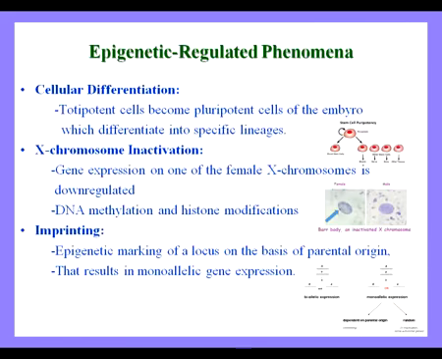These are some of the biosynthetic pathways which are also affected by epigenetically regulated phenomena, and these are cellular differentiation. Totipotent cells become pluripotent. That is also, you see, the embryonic stem cell retains the entire ability of developing into an organism. But as it evolves and becomes a multicellular structure, it loses its property of totipotency.